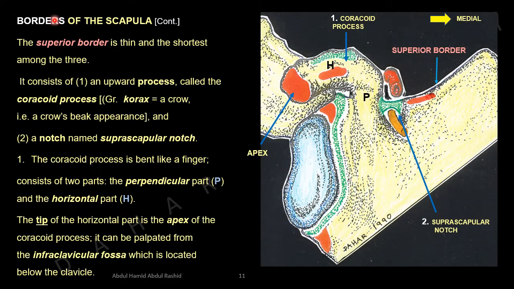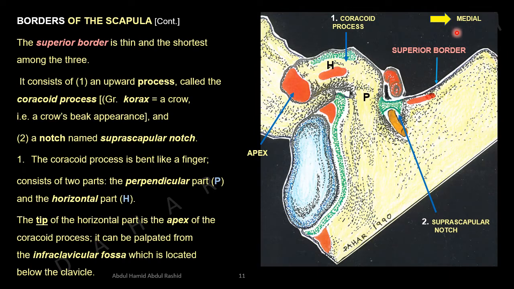Borders of the scapula, continuation. The superior border. This is the superior border of the scapula. It is thin and the shortest among the 3. The superior border consists of 2 structures. Number 1, this is the upward projection or process called the coracoid process. The Greek word corax means a crow. This one looks like the beak of the crow, so it is called the coracoid process.